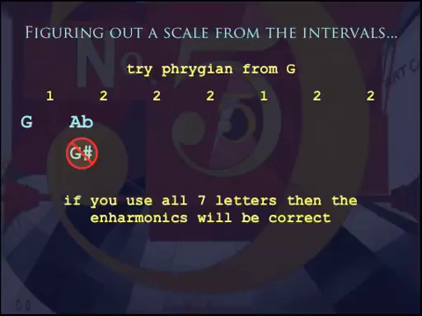Up a whole step from A flat would be B flat, up a whole step to C, up a whole step to D, up a half step to E flat, up a whole to F, and finally up to G. Now if we've done this correctly, then we should end up on the same note that we started with.